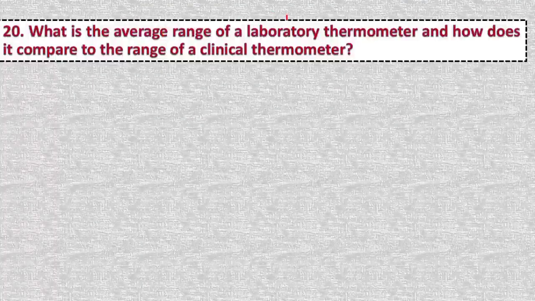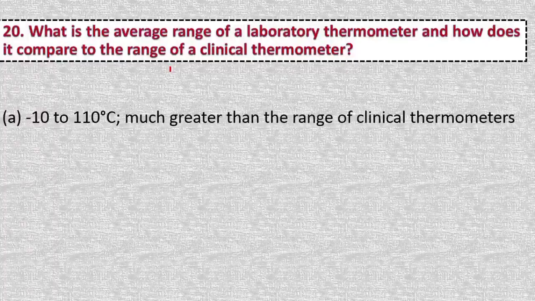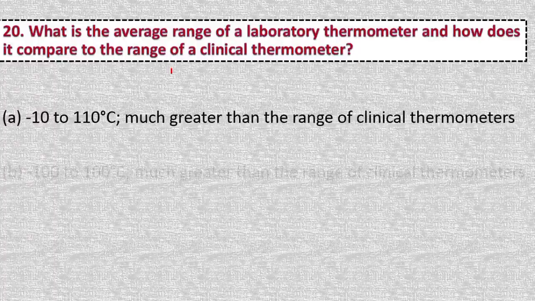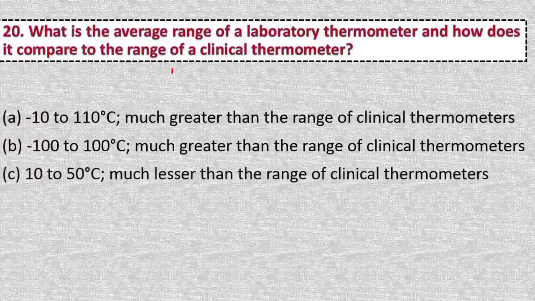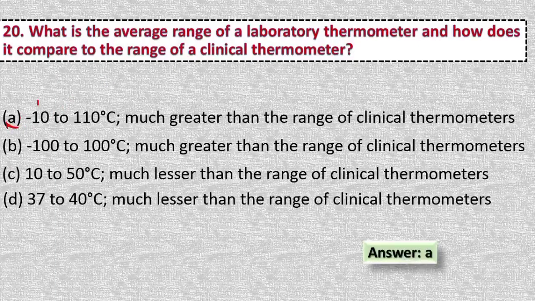Here is the next question. What is the average range of a laboratory thermometer and how does it compare to the range of a clinical thermometer? The average range of a laboratory thermometer is from -10 to 100 degrees centigrade, which is much greater than the range of a clinical thermometer. The correct answer is option A.